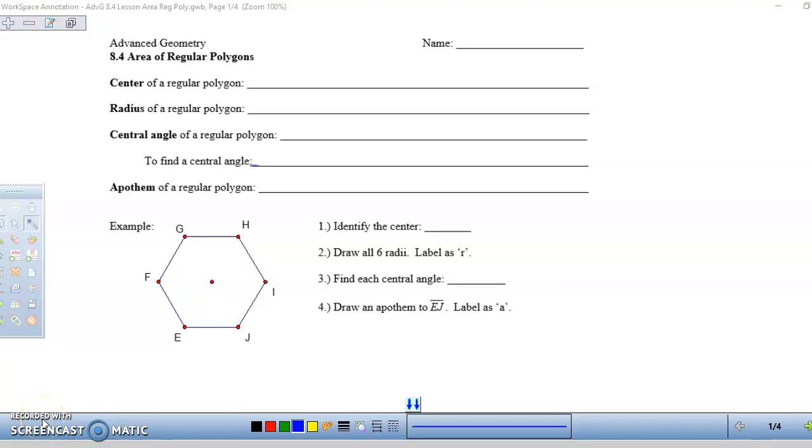Hello again. So today we're going to do area of regular polygons. Again, reminder, regular polygon means that all of the side lengths are congruent and all of the angles are congruent. So the center of a regular polygon is right here. But officially the definition says the center of a regular polygon is the center of what's called the circumscribed circle. And yes, that is really what it's called.